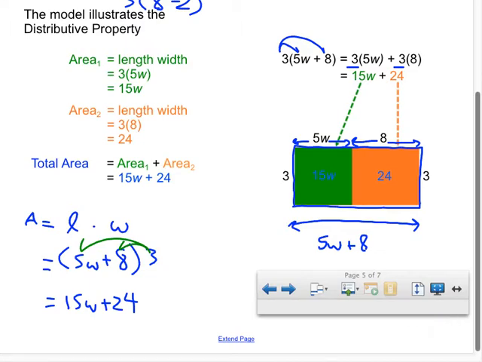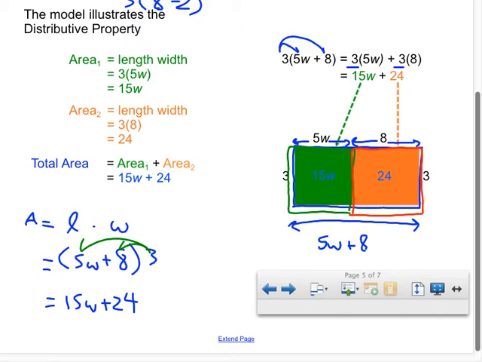rectangle, right? But if we look at the area right here, this box, okay, 3 times 5W would be this area which I have in there is 15W, right? And then in orange over here, 8 times 3 is what? 24, which is the area of that box, right? So if we add this area plus this area, that gives me the total area, which is 15W plus 24. Okay, so I'm just trying to show you visually what's going on with distribution property.